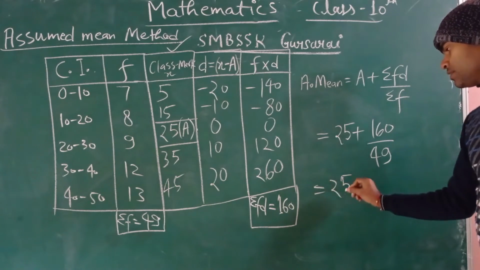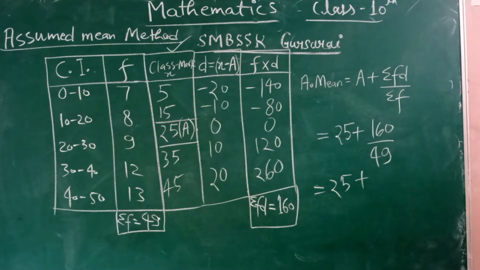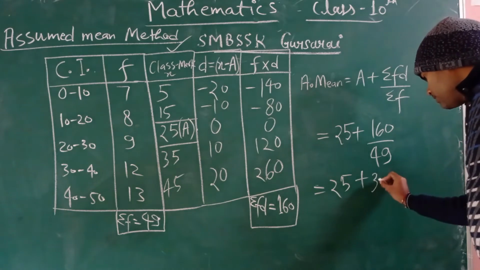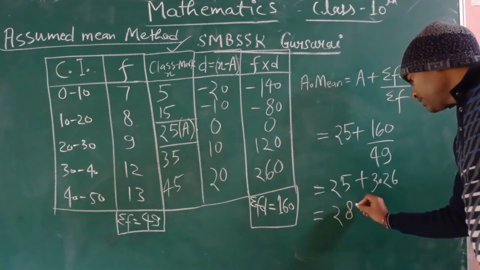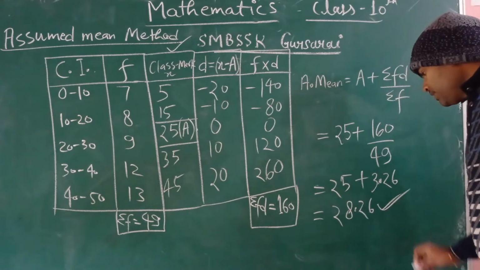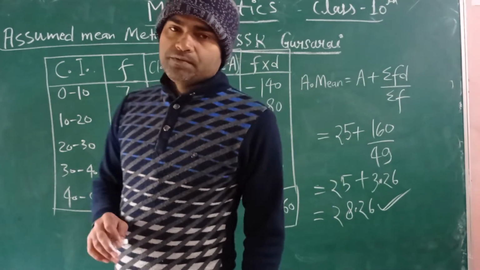25 plus 160 divided by 49, just calculate it. 160 divided by 49 will be something like 3.26. So just write down 3.26. 25 and 3, 28.26. So 28.26 is the mean of this given data by the assumed mean method.